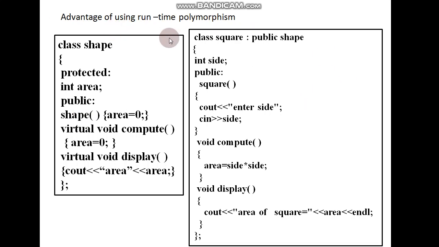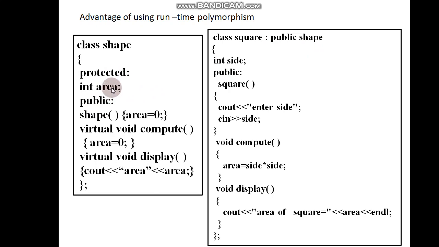Now square is one of the shape. So square inherits properties from the base class shape. Area is a protected member which is inherited into the square class. Shape, compute, display are public functions which are also inherited into the square class. We can access the compute and display in the square class.